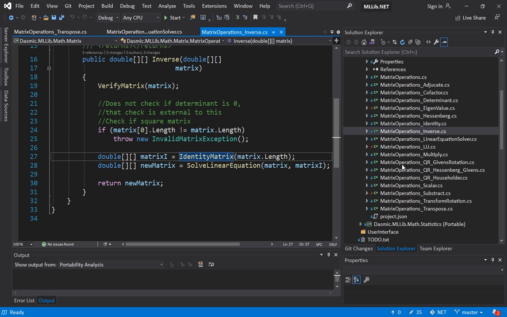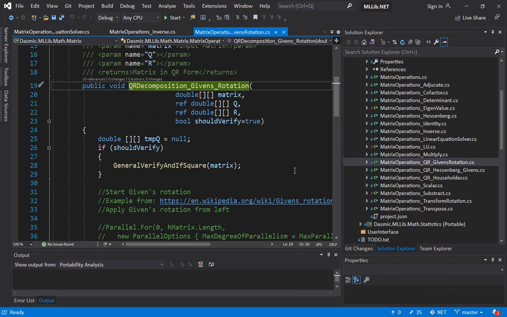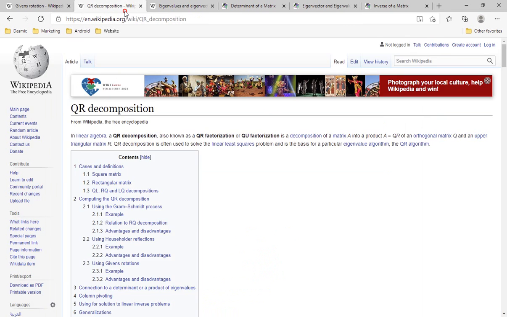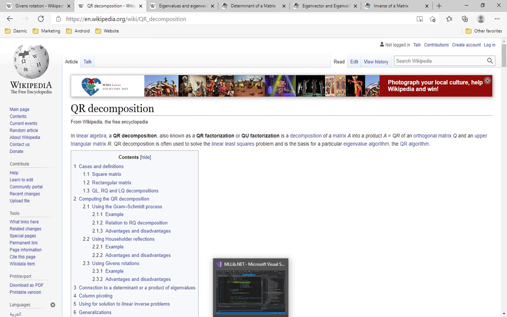Now let's take a look at QR decomposition. Let me go back into a Wikipedia article. QR decomposition is a split of a matrix A into a product of Q and R, which is an orthogonal matrix Q and an upper triangular matrix R. Now why do we need this? This is used to compute eigenvalues and eigenvectors, and eigenvalues and eigenvectors are again very important for machine learning and actually overall matrix operations in general.